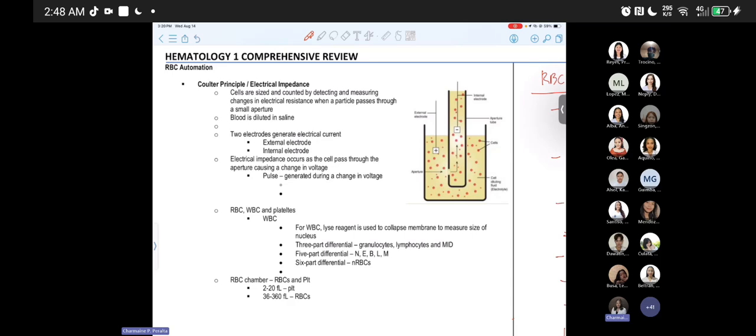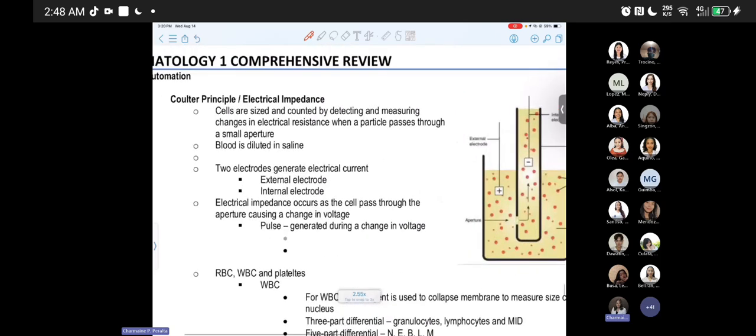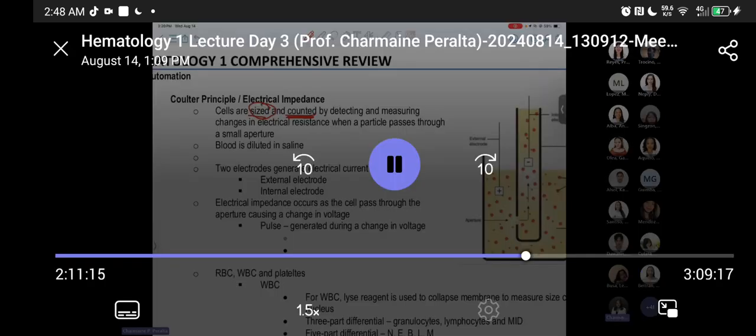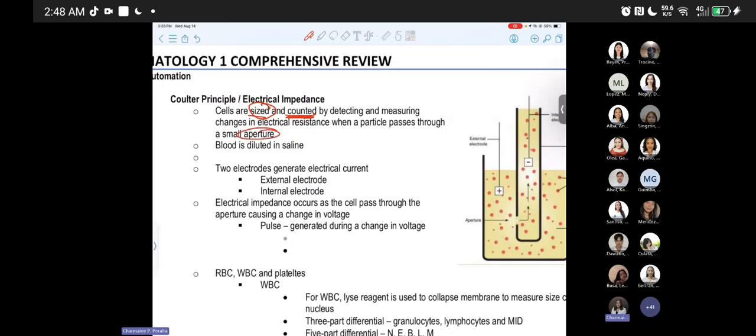Paano binibilang yung cell? So, through electrical impedance. Cells are sized and counted. So, inuuna, dinadetermine kung ano yung size ng cell, saka siya bibilangin. Depende sa sizes ng cell. So, blood, dadaan sila sa mga tinatawag na aperture. Blood is diluted in saline. So, saline is a good conductor of electricity.